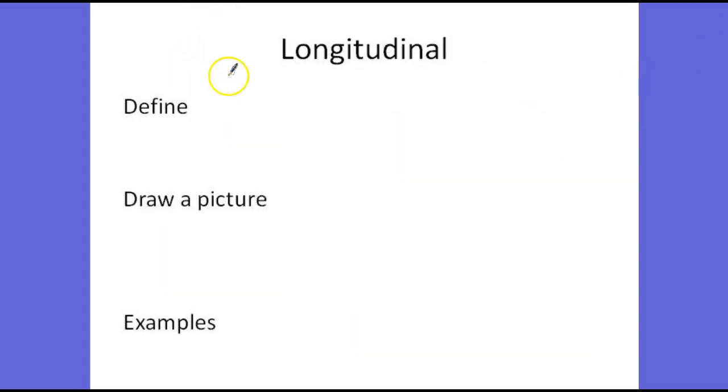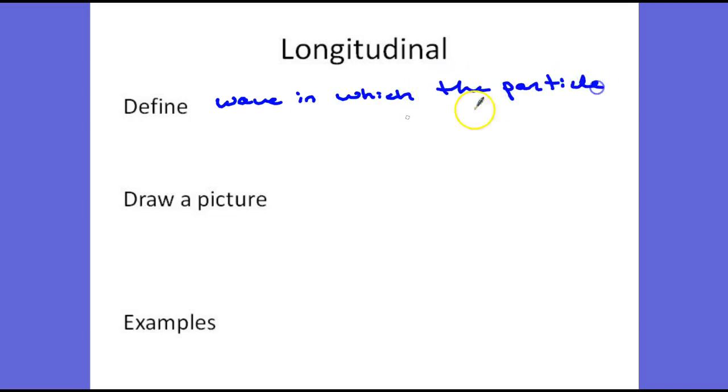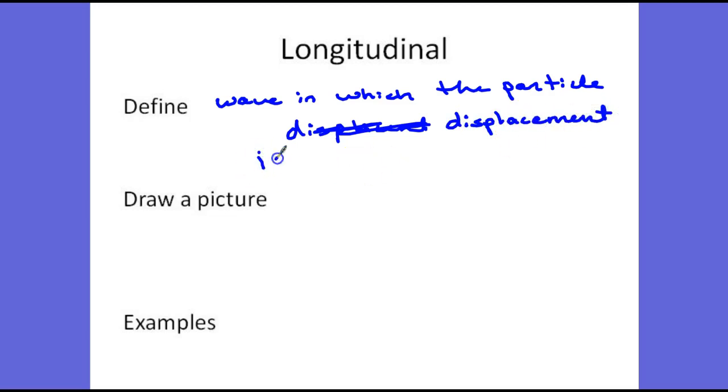So a longitudinal wave is a wave in which the particle displacement is parallel to wave movement.